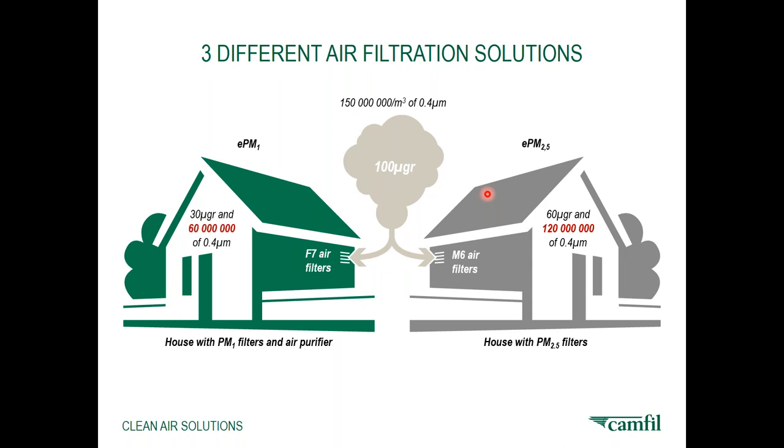The F7 filter on the greenhouse with the EP1 efficiency gives 60 million of particles entering the building through the HVAC system. But by using an air cleaner with the EN1822 certified filter, you are able to achieve nearly 9.5 million of particles in the room. So it's up to you.